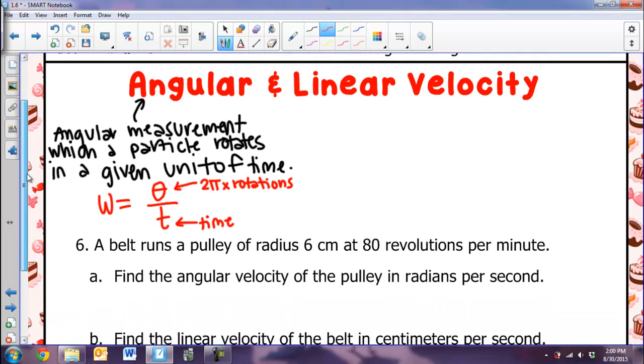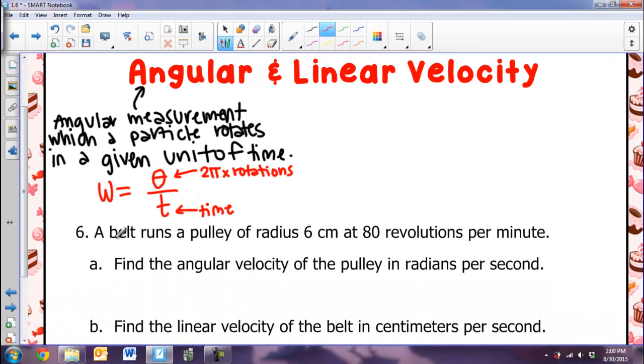So let's talk about the angular velocity real quick of this problem. A belt runs a pulley of radius 6 centimeters at 80 revolutions per minute. So we're going to find that angular velocity of the pulley in radians per second. So this is a problem. We'll deal with it in a second.